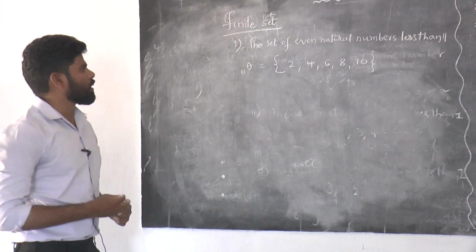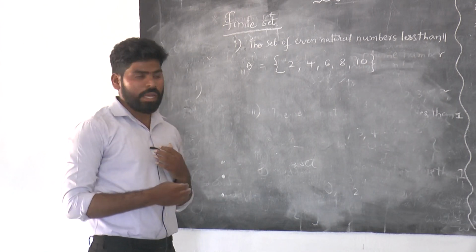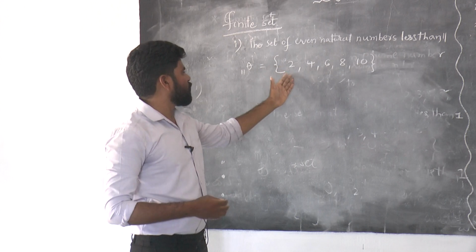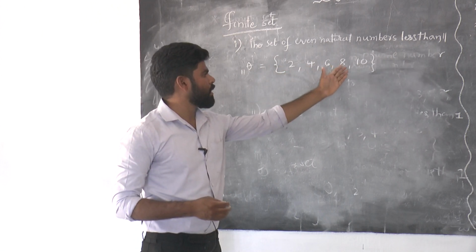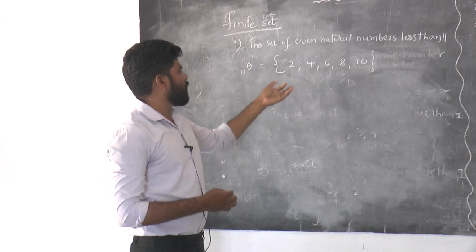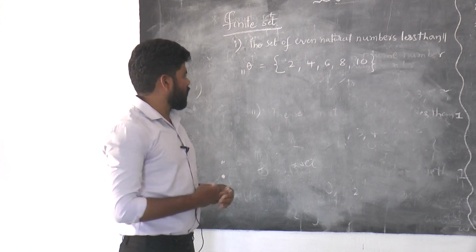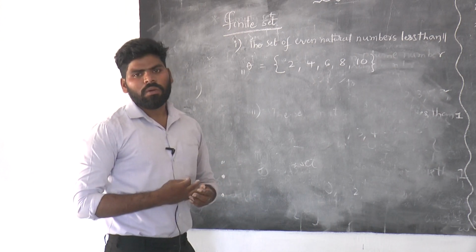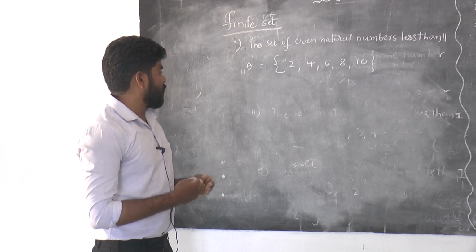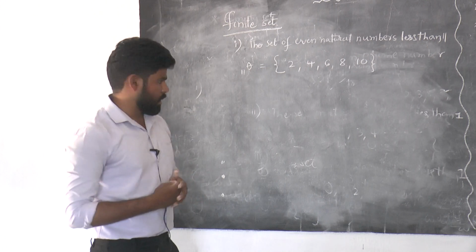What they are asking is the set of even natural numbers less than 11. So A is equal to 2, 4, 6, 8 and 10. Only 5 elements are there. So it is easily possible to count the elements in the given set.